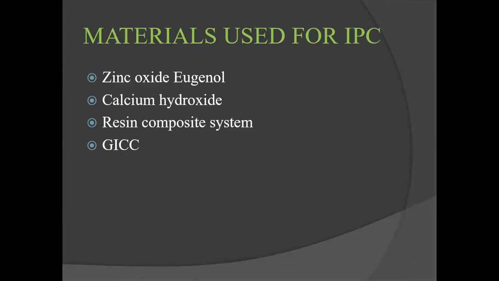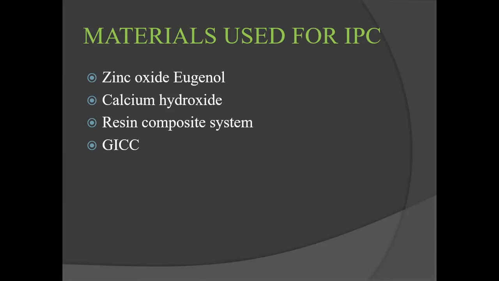Now coming to the materials used for indirect pulp capping. The most commonly used material is calcium hydroxide, then MTA, then Biodentine, and so on. So this ends indirect pulp capping. I'm not going into detail about each material. Just read about calcium hydroxide and what its composition is. That's it.